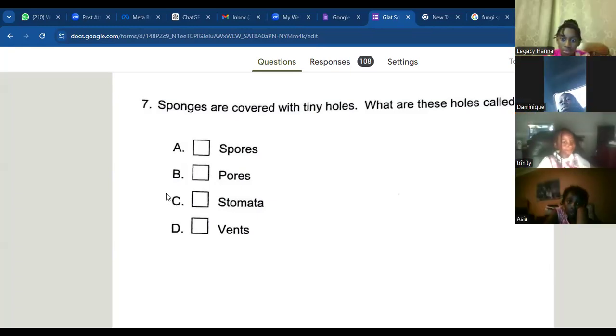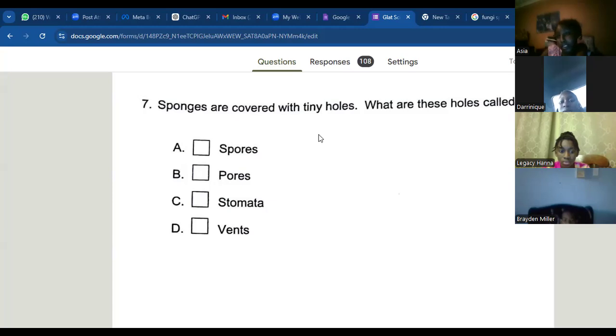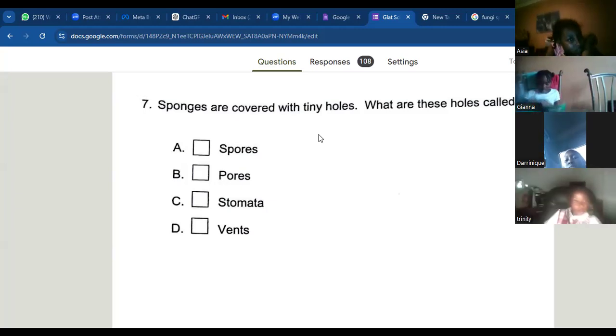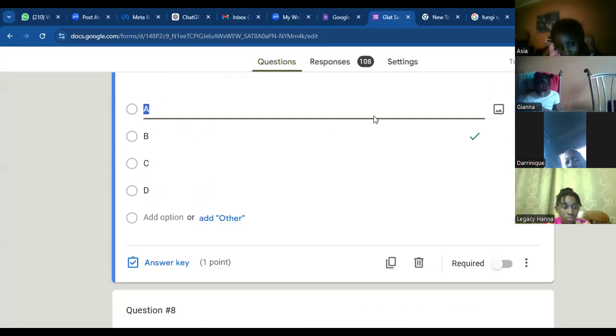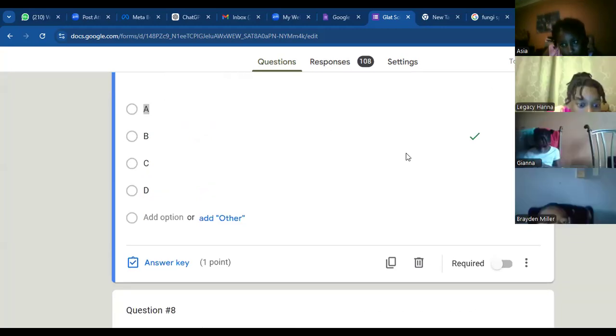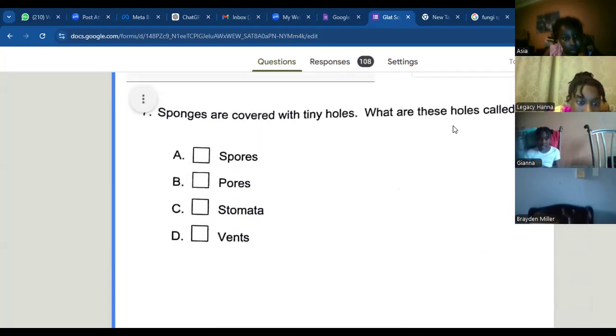All right, so the correct answer is, y'all say spores? No, I put B. It's pores. I think it's pores. It's actually pores. It's B. It's in my science book. I thought pores were on humans. The correct answer is, yeah, B, pores.